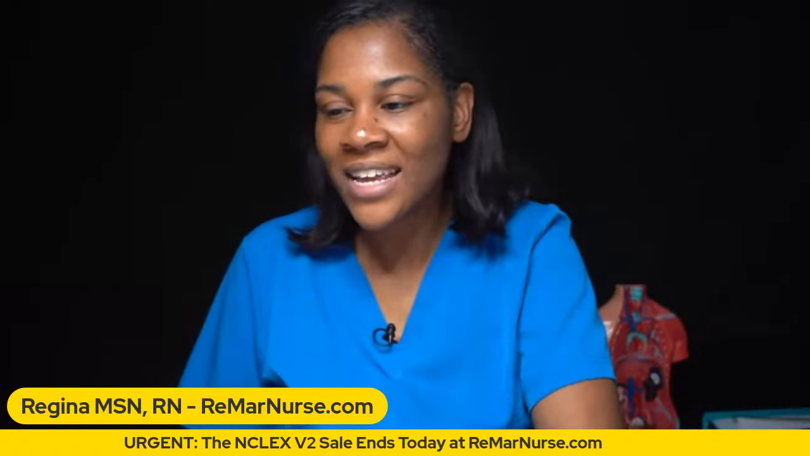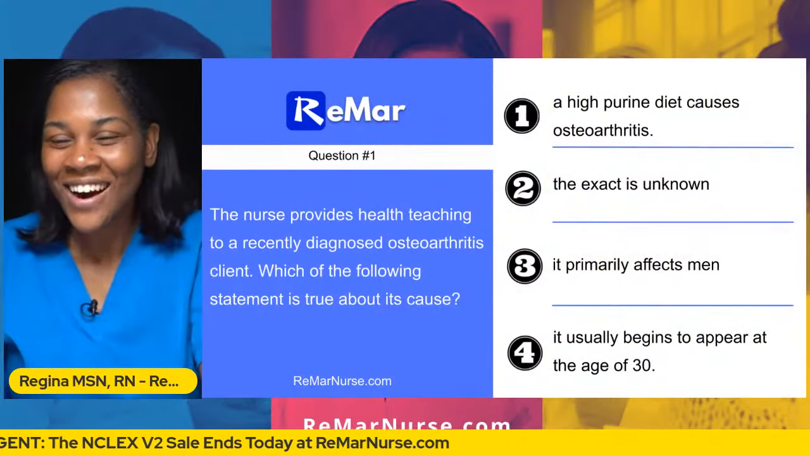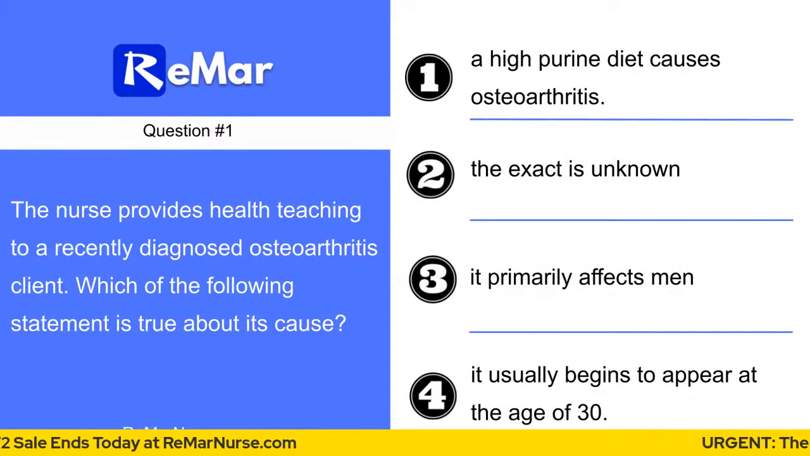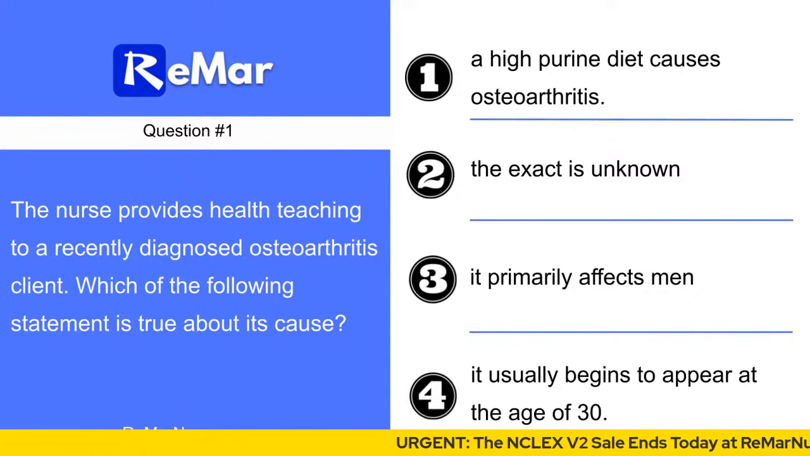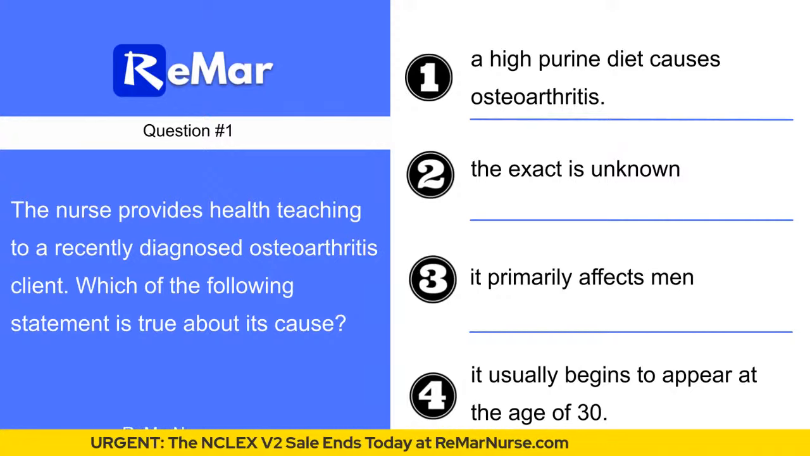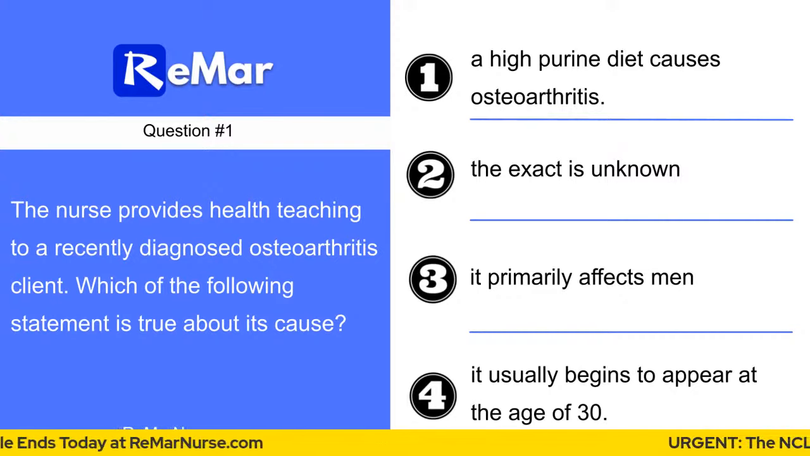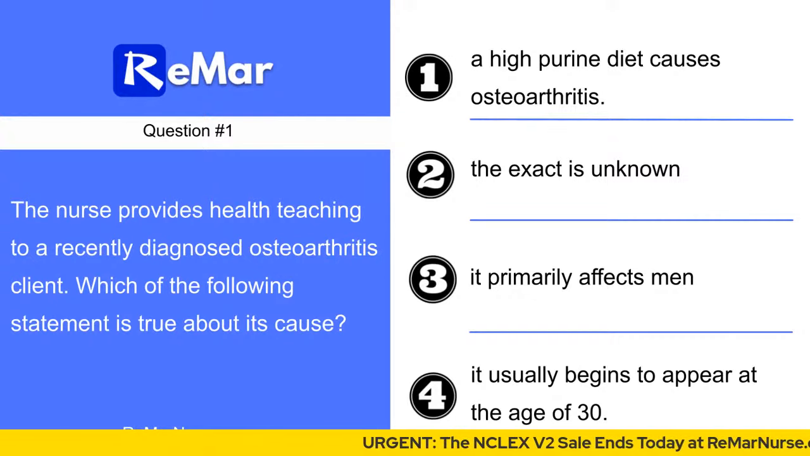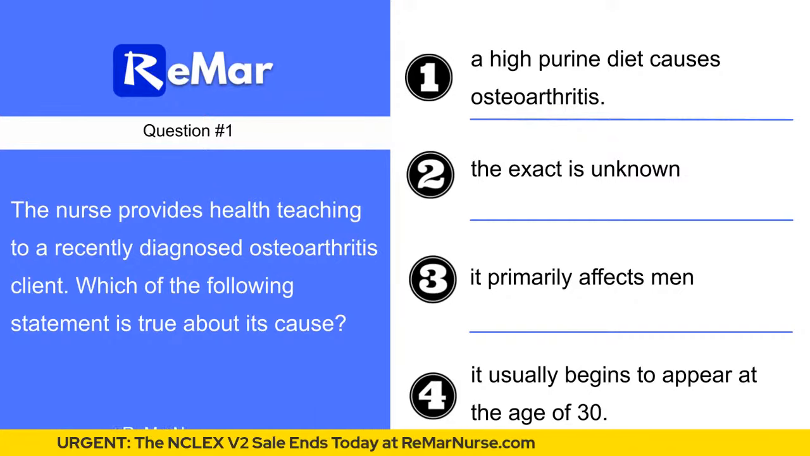All right. First question is this, guys. Shout out Haiti in the house. The nurse provides health teaching to a recently diagnosed osteoarthritis client. Which of the following statements is true about its cause? Number one, a high purine diet causes osteoarthritis. Two, the exact cause is unknown. Three, it primarily affects men. Four, it usually begins to appear at the age of 30.